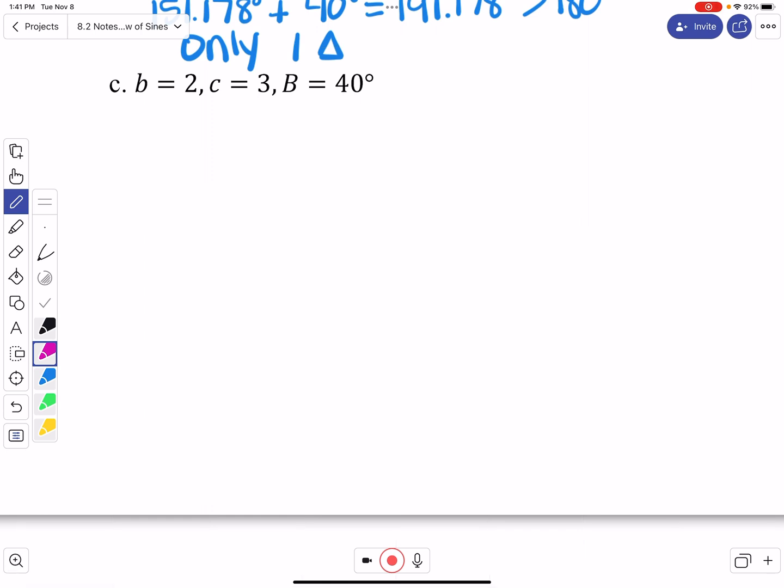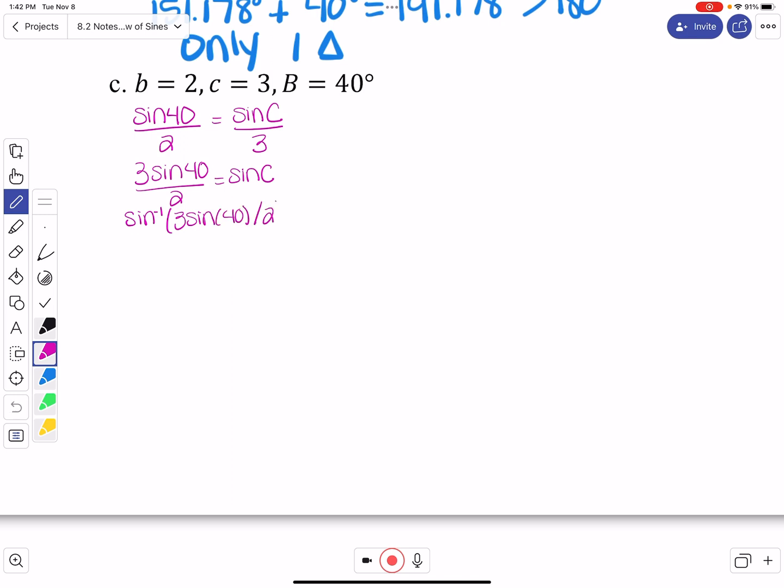Okay, so when we set this one up, we've got our pairing here, the big B and little b. So we've got sine of 40 over 2. We have to find the angle C first. So if I move my 3 to the other side, I'll have 3 sine of 40 over 2 equals sine of C, which means I'm going to do inverse sine of 3 times sine of 40 divided by 2.